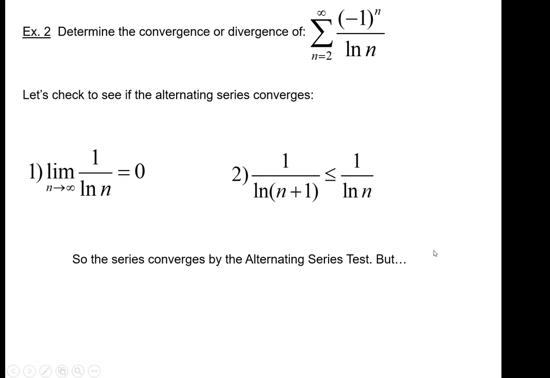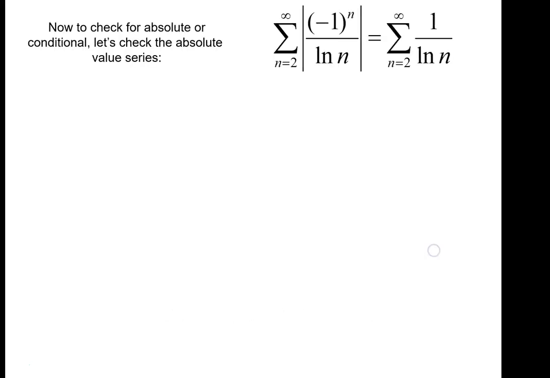However, we want to know if this converges absolutely or conditionally. So let's go back and look at the original series without the alternating part, and let's see what happens. The series without the alternating part would just be 1 over the natural log of n. How can we look at that series? What could we use? Well, I'm using a direct comparison to the harmonic series 1 over n. The harmonic series 1 over n, remember, diverges.